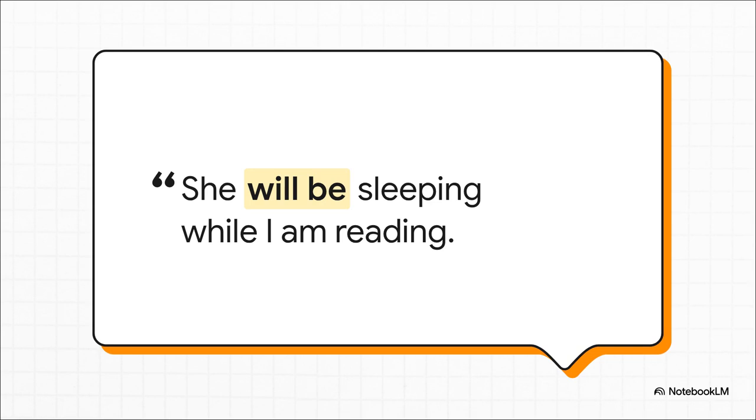Let's look at one final, major rule derived from our sources. Read this quote. She will be sleeping while I am reading. Notice anything interesting about the second half of that sentence? A massive rule in English grammar is that we never use future tenses in time or if clauses. So, while the main clause is proudly sitting in the future continuous, she will be sleeping, the time clause following the word while must stay in the present continuous, while I am reading. The main clause actually carries the future meaning for the whole sentence.